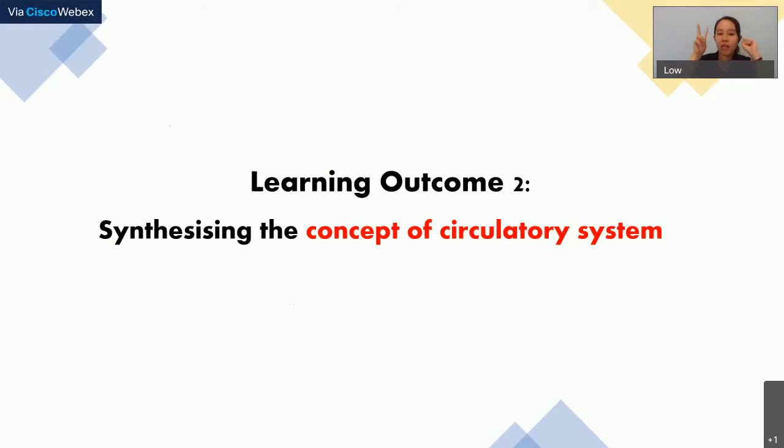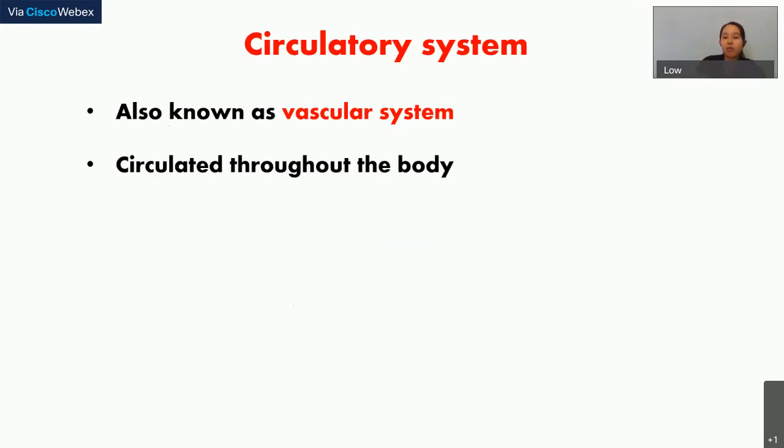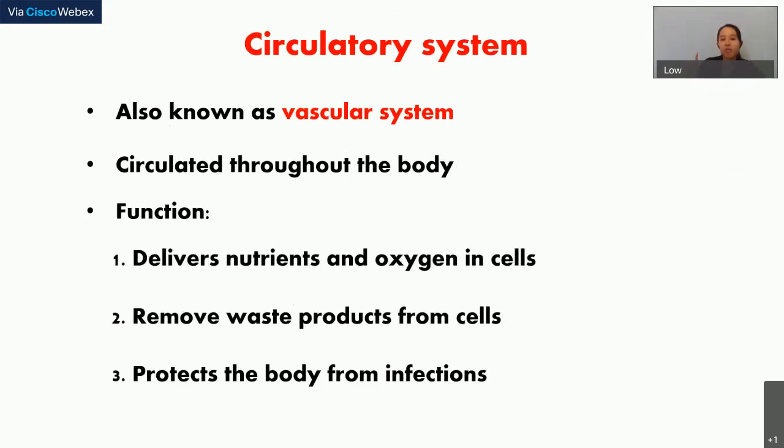So, we continue with our second learning outcome, synthesizing the concept of the circulatory system. So, what is the circulatory system? Yeah. The circulatory system is also known as the vascular system. It functions to circulate your blood throughout your body. It involves three functions: first, to deliver nutrients and oxygen to your body cells; second, to remove waste products from your body cells; and also to protect your body from infections.